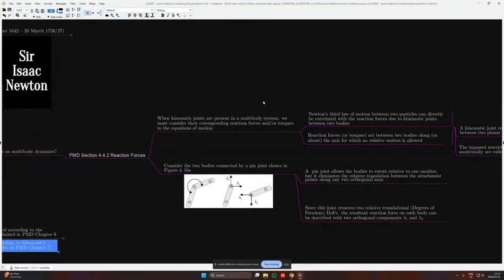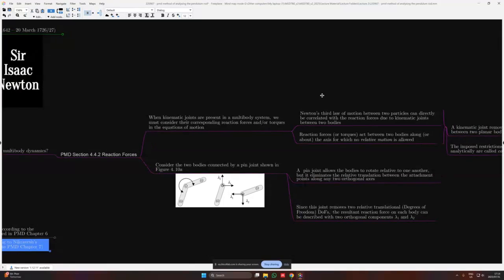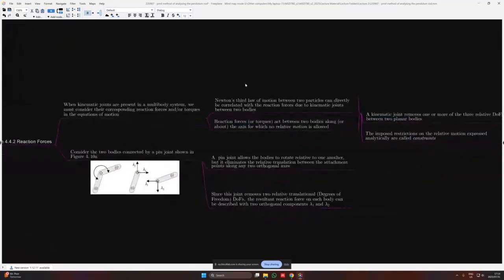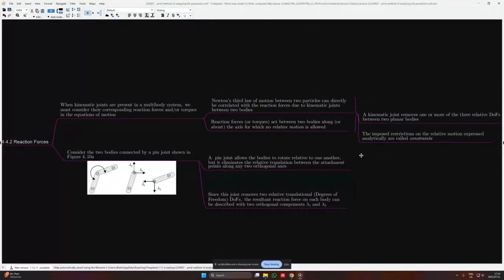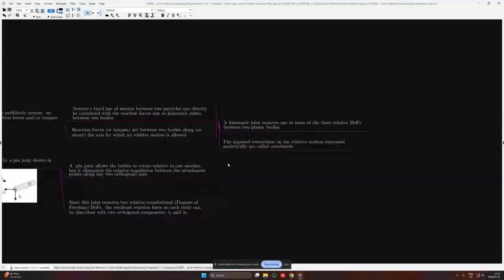Newton's third law of motion between two particles can directly be correlated with the reaction forces due to kinematic joints between two bodies. Reaction forces or torques act between two bodies along or about the axis for which no relative motion is allowed. A kinematic joint removes one or more of the three relative degrees of freedom between two planar bodies. When we refer to the degrees of freedom in 2D, we're talking about X and Y translation. Each of those is 1 degree of freedom, so translation in X and Y gives us 2 degrees of freedom.